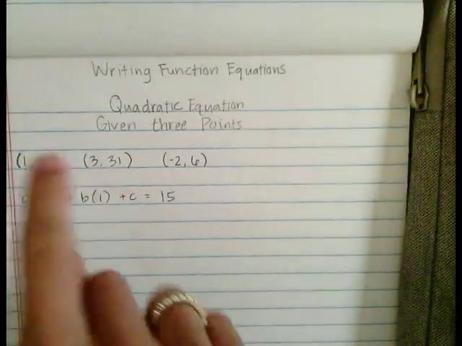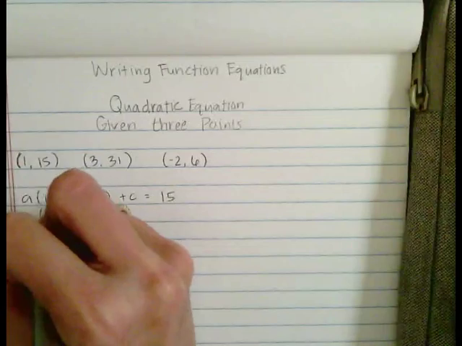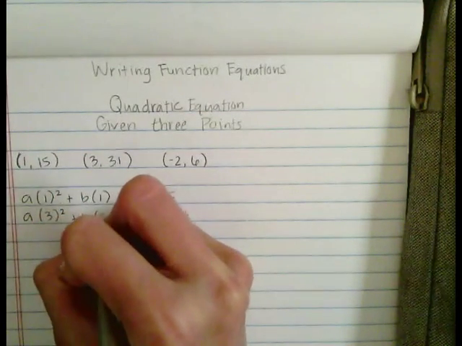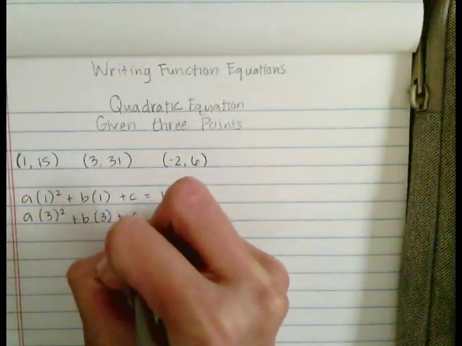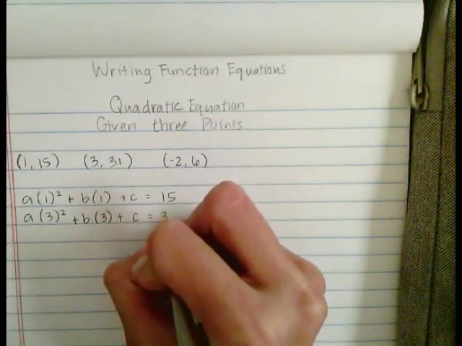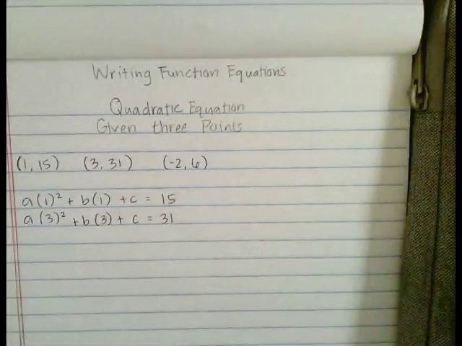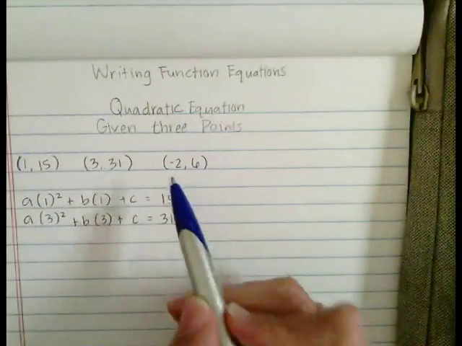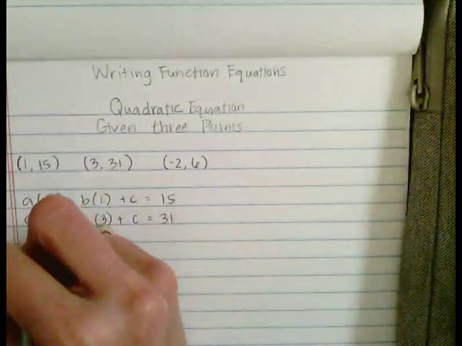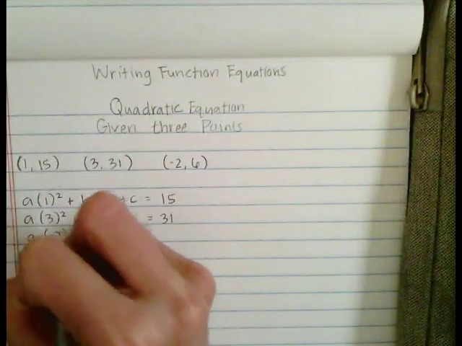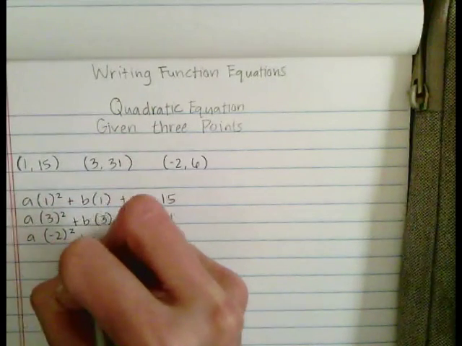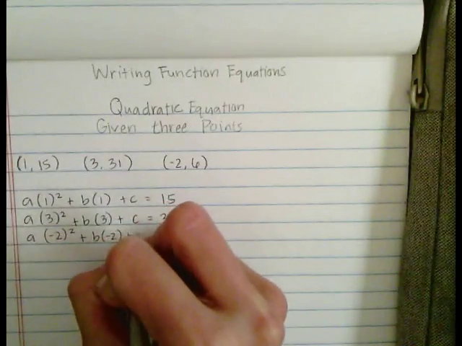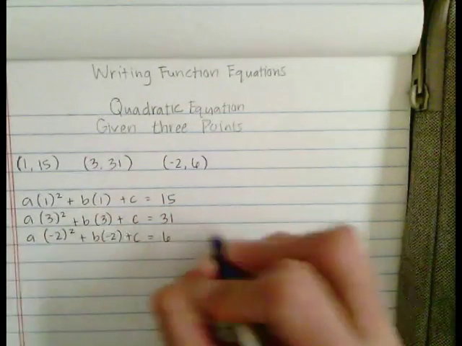Now you're going to move on to the next one. A times 3 squared plus B times 3 plus C equals 31. Okay, so from here you've taken care of this second point, and you're just going to plug in this last point. A times negative 2 squared plus B times negative 2 plus C equals 6.